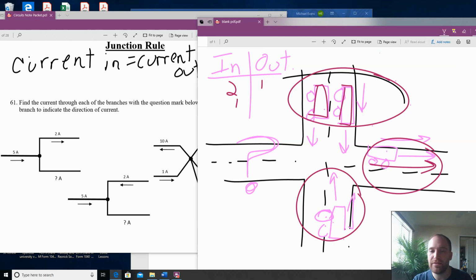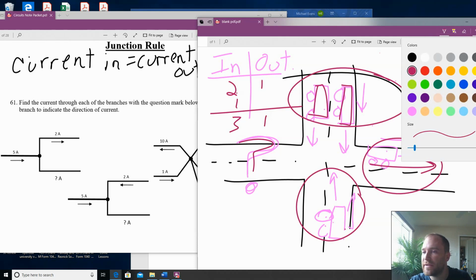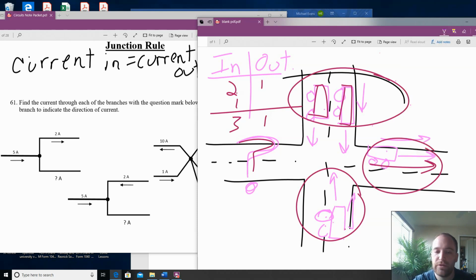All right, I'm going to add these all up and see where we are. So 2 and 1 makes 3 cars going in, and only 1 car coming out. Well, that doesn't make any sense, does it? How can you have 3 cars go into an intersection but only have 1 come out? So what's happening in this missing branch of our intersection? I would say that there's probably 2 cars, and they're probably traveling out or away from the intersection.